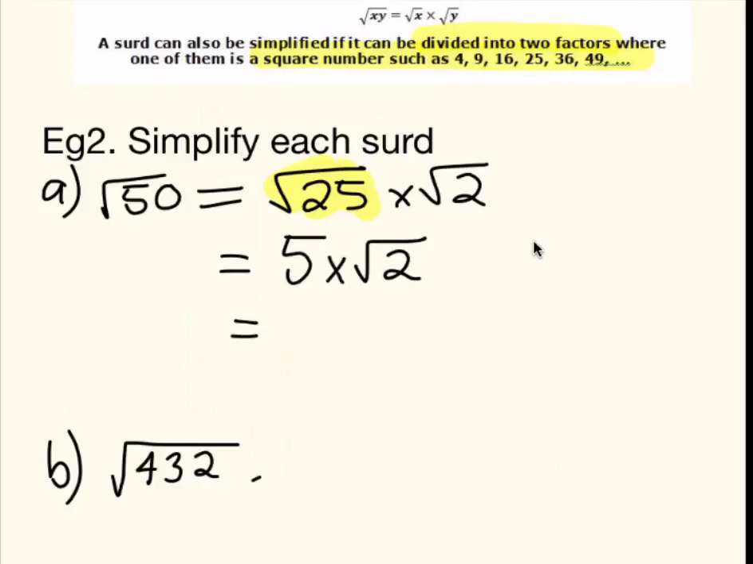And of course, when we're doing surds, we do not use the times symbol. Like when we're doing algebra as well, we don't use the times symbol. We're just going to write it as 5 square root 2, like so.